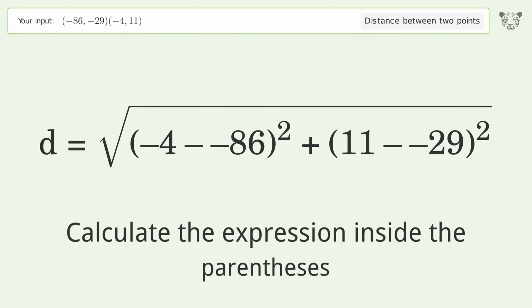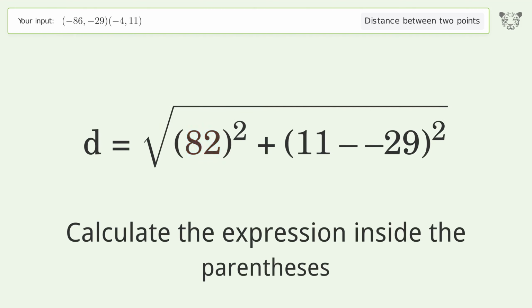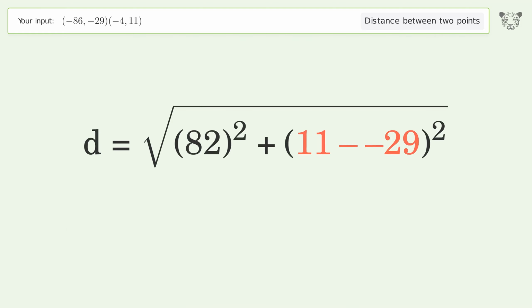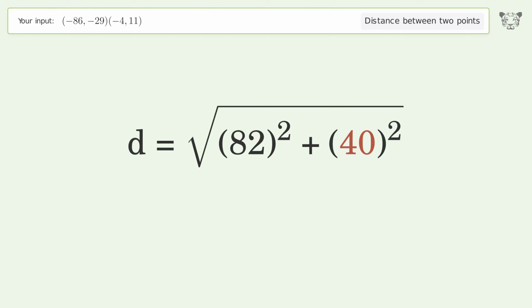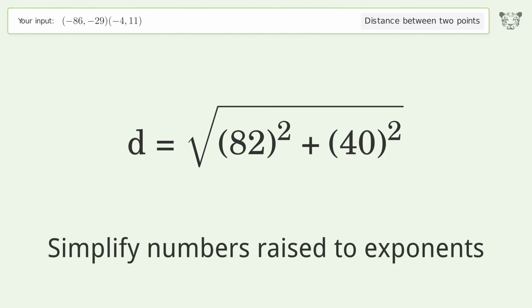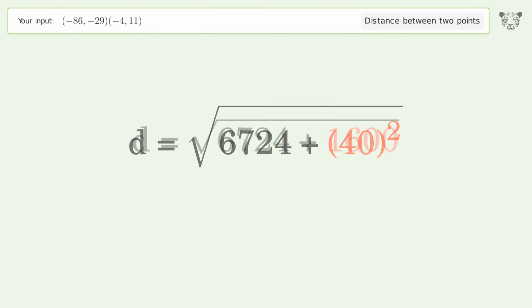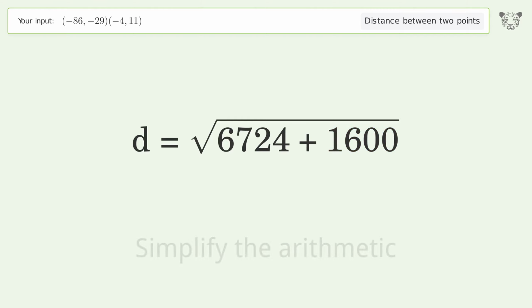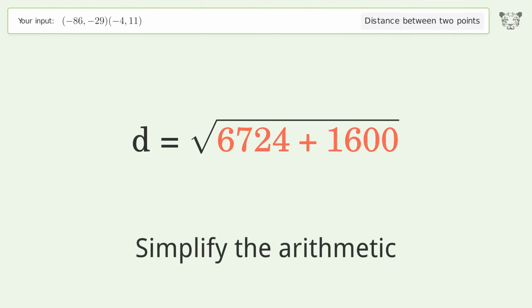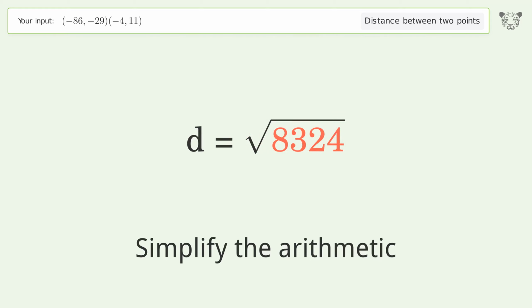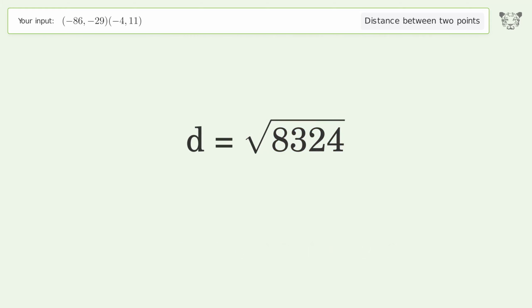Calculate the expression inside the parentheses. Simplify numbers raised to exponents. Simplify the arithmetic. And so the distance between the 2 points is the square root of 8,324, or 91.236.